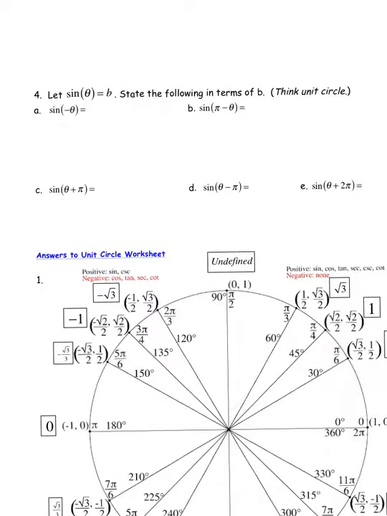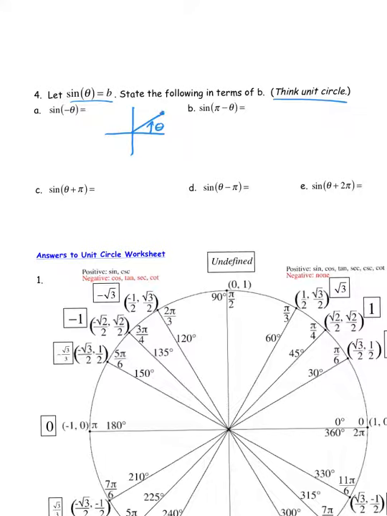This is the solution to problem number 4 on the unit circle worksheet. Here we're given that sine theta equals b, and we're asked to evaluate sine of related angles. So in order to do this, it says here, think unit circle. So I'm going to make a little sketch and think about points on the unit circle. So I'm going to choose theta in the first quadrant.